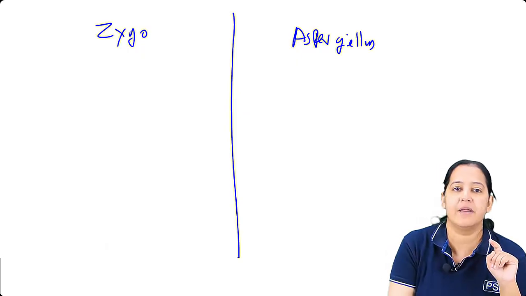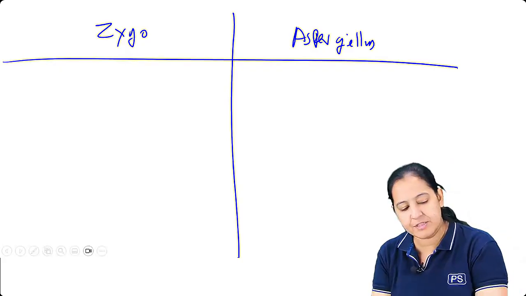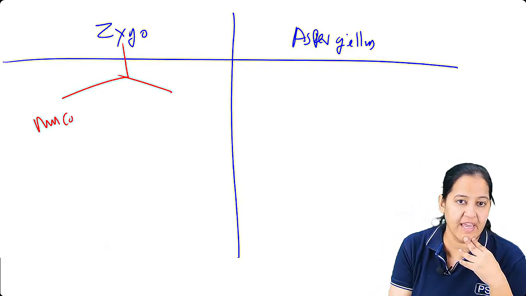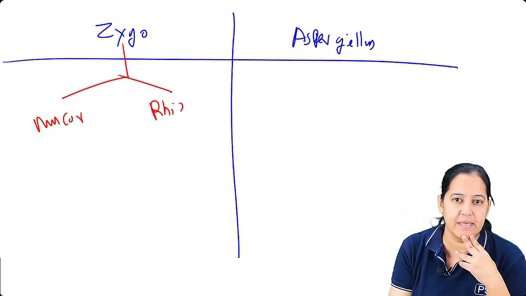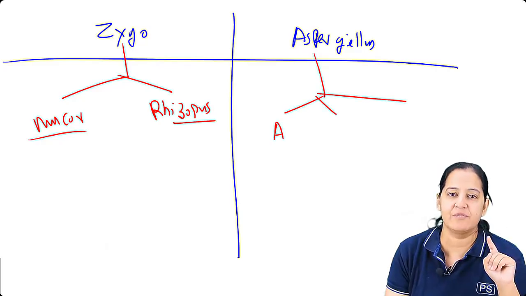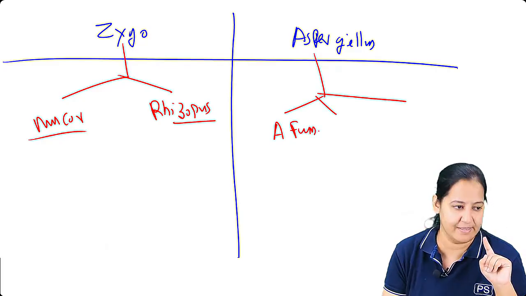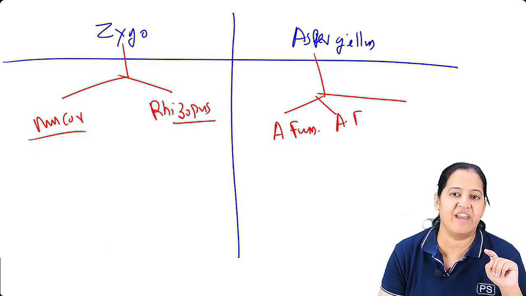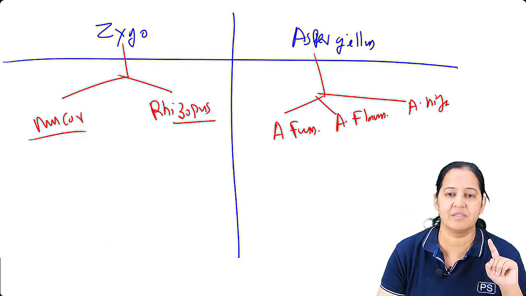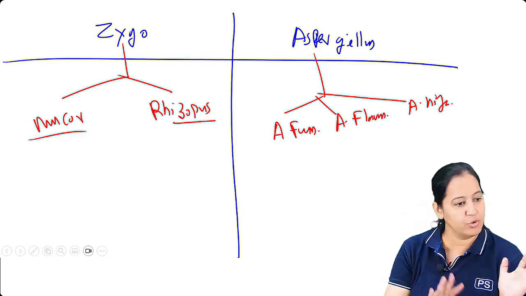So let me tell you the last 2 fungus. In Zygomycosis there are two fungus, Mucor and Rhizopus. These 2 fungus come under Zygomycosis. In Aspergillus there are 3 types: Aspergillus fumigatus, I am not writing the whole name, Aspergillus flavus, and Aspergillus niger. So there are 2 types of zygo and 3 types of Aspergillus.